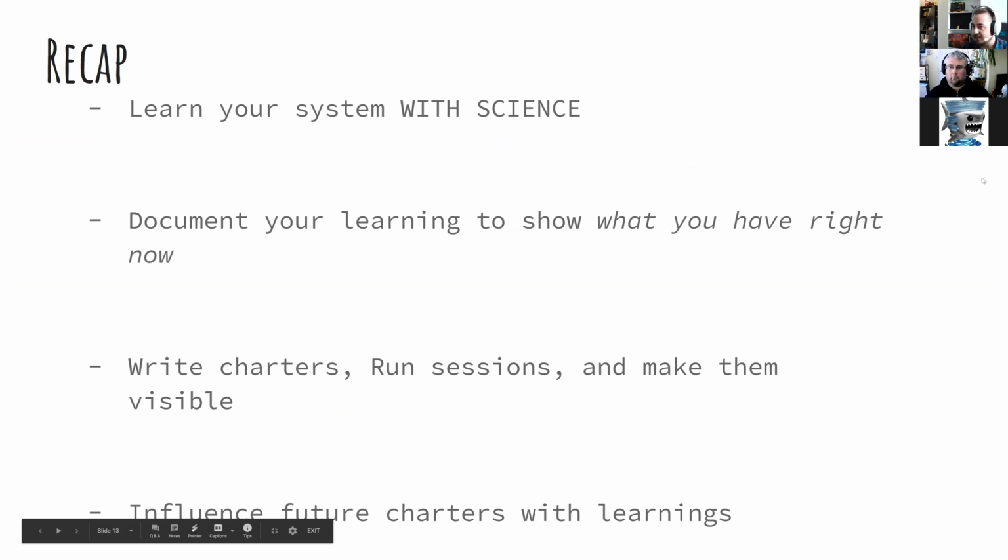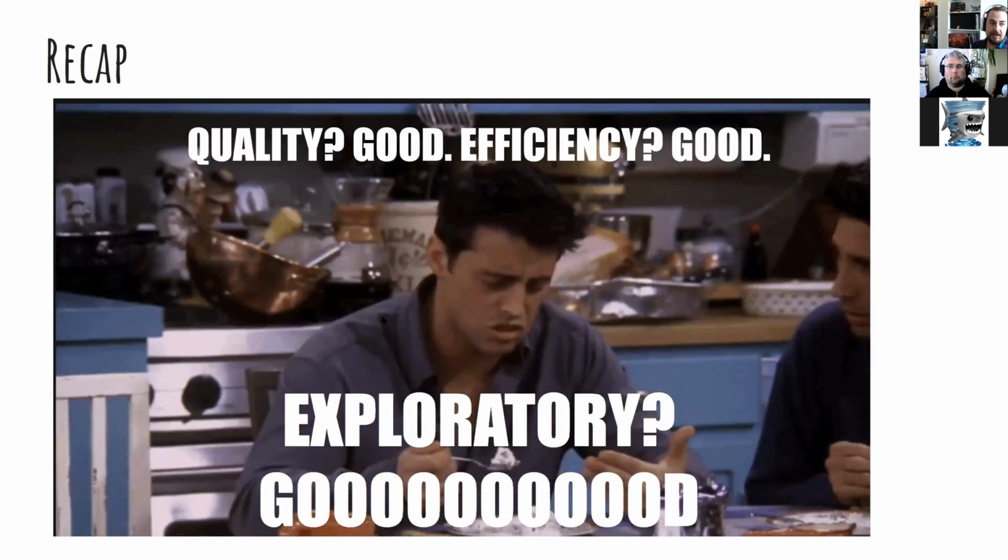So a quick recap: learn your system using the scientific method. Form a hypothesis and then either prove it right or prove it wrong. Document your learning to show what you have right now. Write your charters, run them in sessions, make them as visible as possible, and then influence future charters with those learnings. And an even shorter recap: quality is good, efficiency is good, exploratory is good.